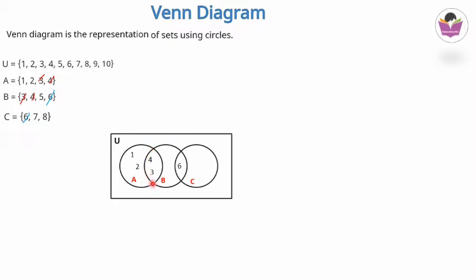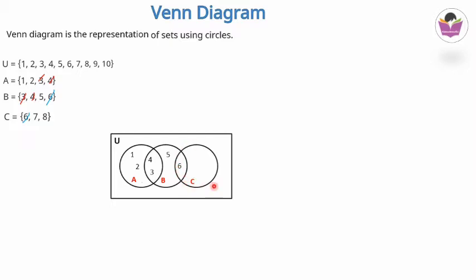Next, when you come to B circle, it has 3 elements, 4, 3 and 6. So when you check 4, 3 and 6, that means only 5 is balanced. That 5 you have to put here, which does not belong to C. So that we have marked.